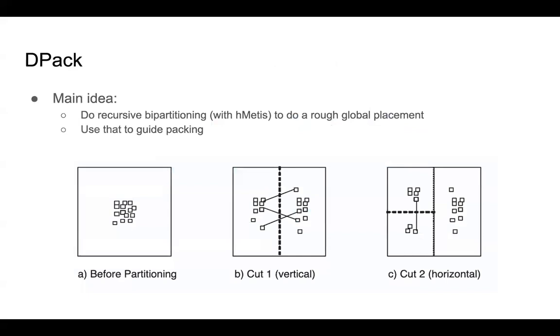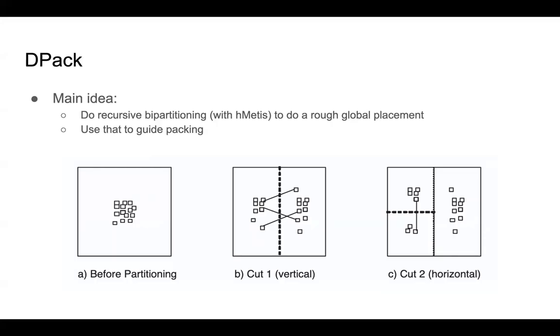So, we start with DPAC, which is the first packing algorithm in the paper that we're discussing. The main idea here is to do recursive bipartitioning with hMetis to do a rough global placement. hMetis does a minimum cut partitioning. What it does is it takes a netlist, a hypergraph, and it cuts it into multiple partitions. And the goal is to have the minimum number of connections going between partitions.